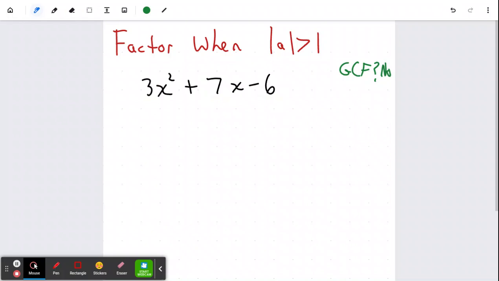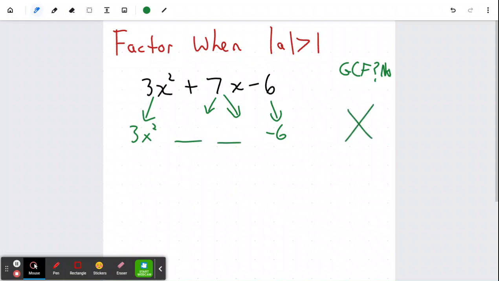Now that we've established that we do not have a GCF, that means that we definitely have to use this method. So the first thing we're going to do is figure out how to write 7x as two terms, either 6x plus 1x or 5x plus 2x or some combination like that. Okay, and we're going to figure that out right now. So in a second, we're going to bring those two down, but we're also going to definitely bring down 3x squared and negative 6. So how do we find these two terms?